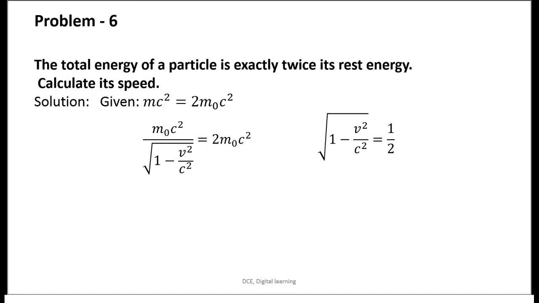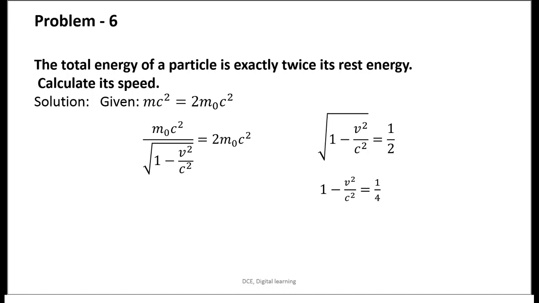So using the relativistic mass equation, m naught by root of 1 minus v square by c square is equal to 2 m naught. Here substituting the value m as m naught by root of 1 minus v square by c square, cancelling m naught and c square also, we get the value of root of 1 minus v square by c square as 1 by 2. Squaring on both sides, we get the right hand side as 1 by 4 and the left hand side 1 minus v square by c square.